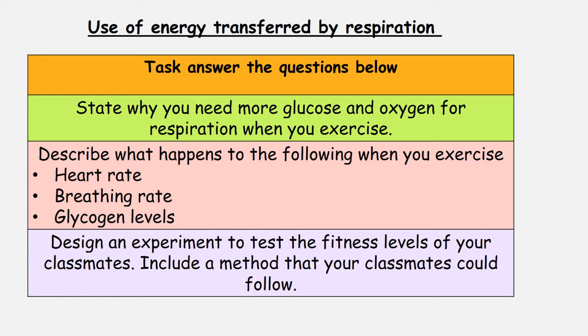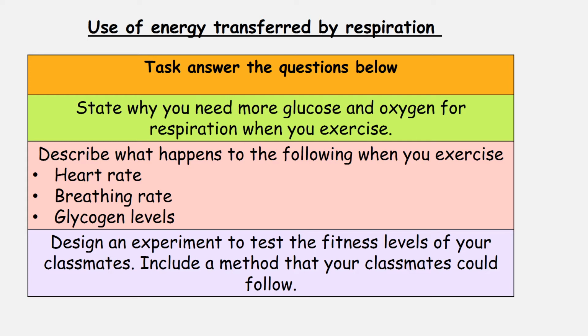What I'd like you to do now is go away and find the answers to these 3 questions. The last one is less of a question, but actually thinking about something you could do. So question number 1 is state why you need more glucose and oxygen for respiration when you exercise. That one should be pretty straightforward.